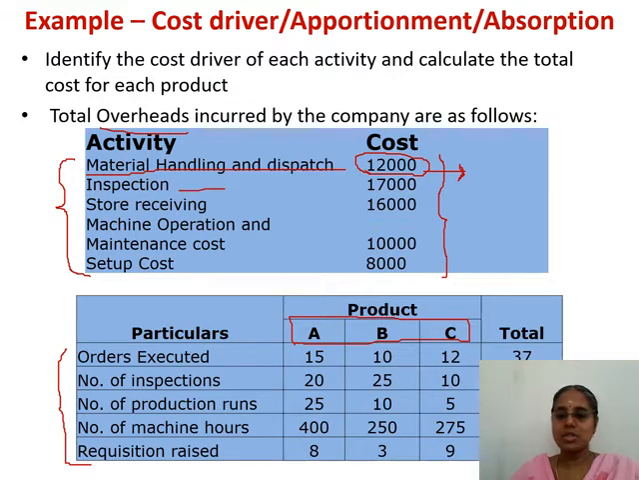Now let us go into the problem and I'll explain how to deal with this, what is the best cost driver, and how to apportion and find the indirect cost based on the various overheads and assign it to the 3 products that are given here.